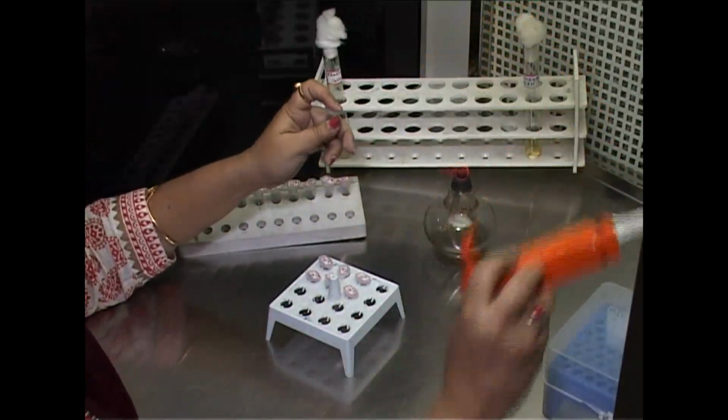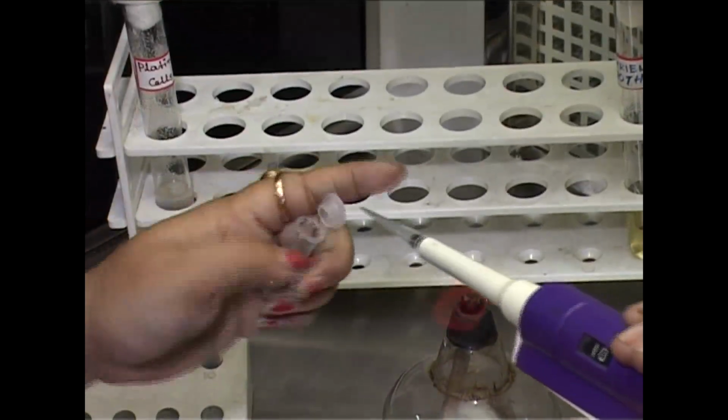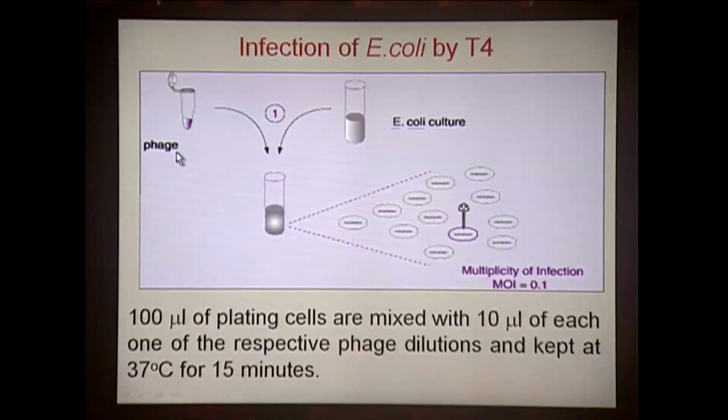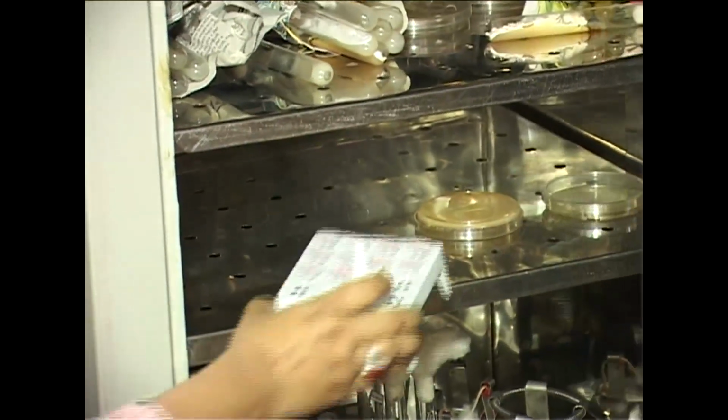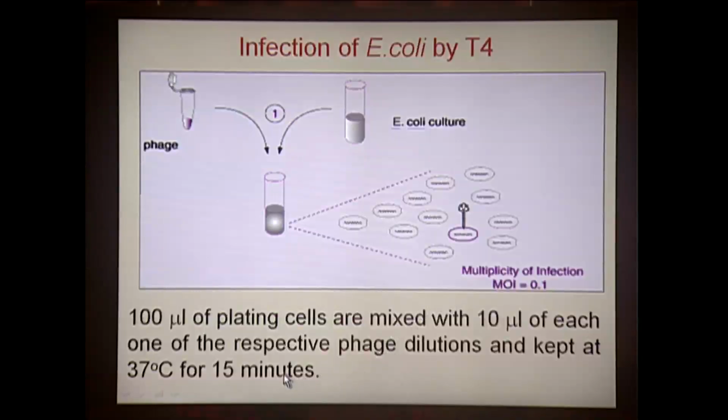Now, we will allow the E. coli cells to be infected by the T4 phage. For that, we will take 100 microliter of plating cells and 10 microliter of different phage dilutions and mix them separately. After mixing, we keep them at 37 degrees centigrade for 15 minutes. This time is given for the adsorption of the phage to the host and injection of its genome inside the host. During mixing, you have to mix very gently. Don't vortex, because if we vortex, then the phages will be separated from the host.